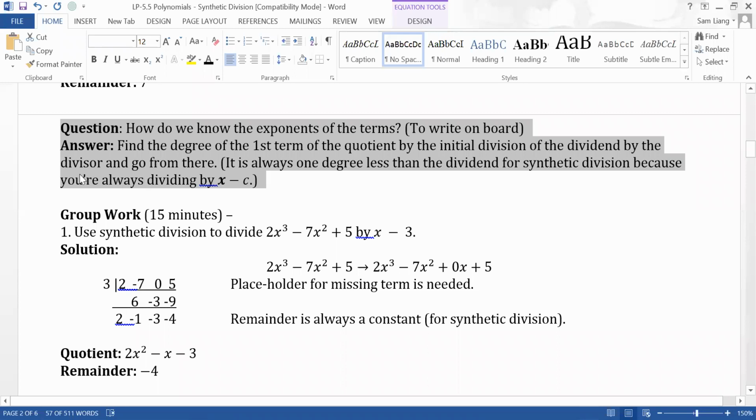If you still need to copy this, please type in the chat right now or speak up. All right, I'm gonna move on then.